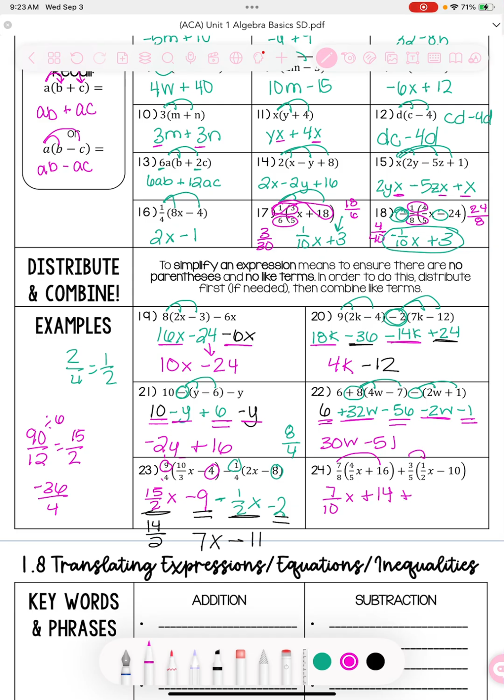Over here, we distribute this in. 3 over 10 is going to stay 3 over 10. And then 30 over 5 is going to give us a minus 6.